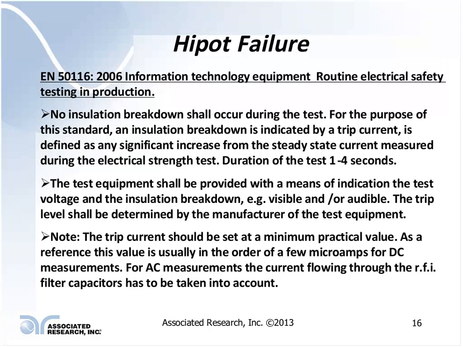Okay. Trip current level should be set to a minimum practical value as reference. This value is usually on the order of a few microamps if you're doing a DC test or a DC measurement. If you're doing AC testing, the current that flows through your filter capacitors should be taken into account. Where do you set the trip setting at? Okay.